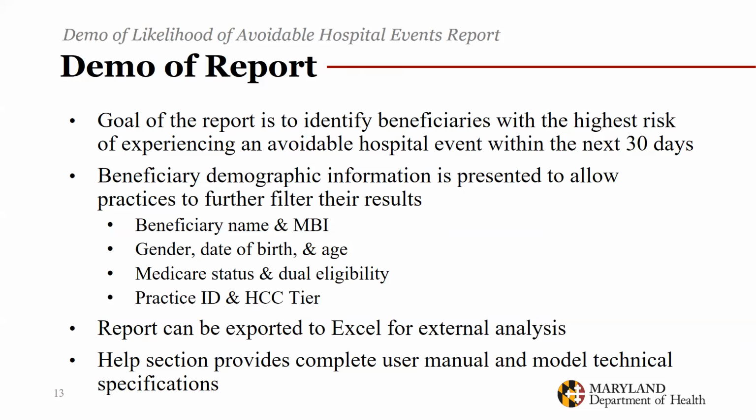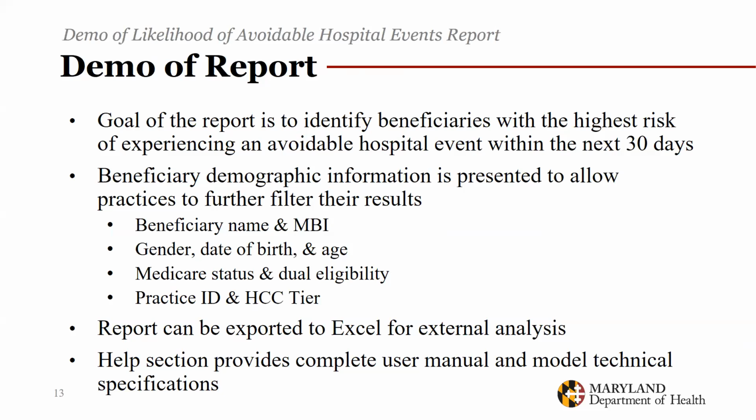So before I jump into the report, just to summarize what we've heard so far about the goal of this report, we've identified that goal as being able to easily identify those beneficiaries with the highest risk of experiencing an avoidable hospital event in the next 30 days. So you're going to see a fairly straightforward dashboard at this point. It's going to be a static list of your beneficiaries with their risk clearly identified for you. We provide a lot of beneficiary level information to help you further filter down your results or make these risk values more actionable.